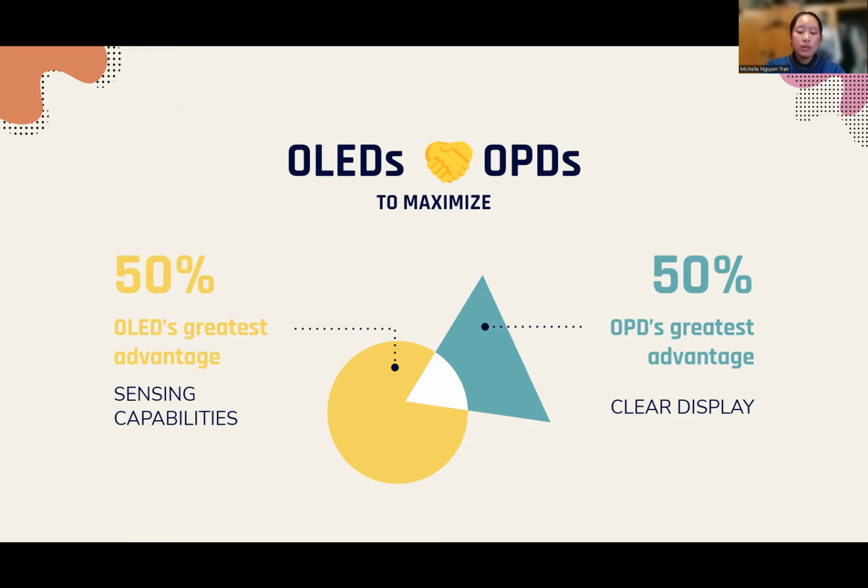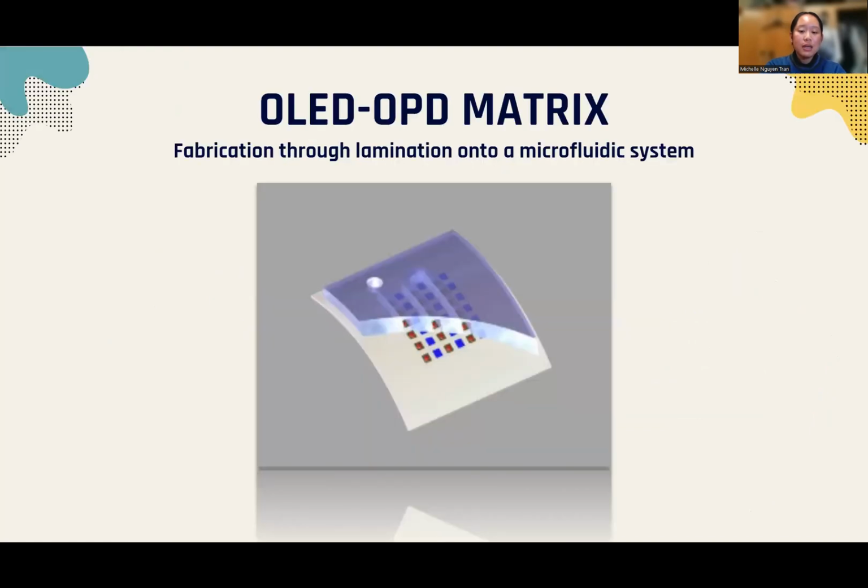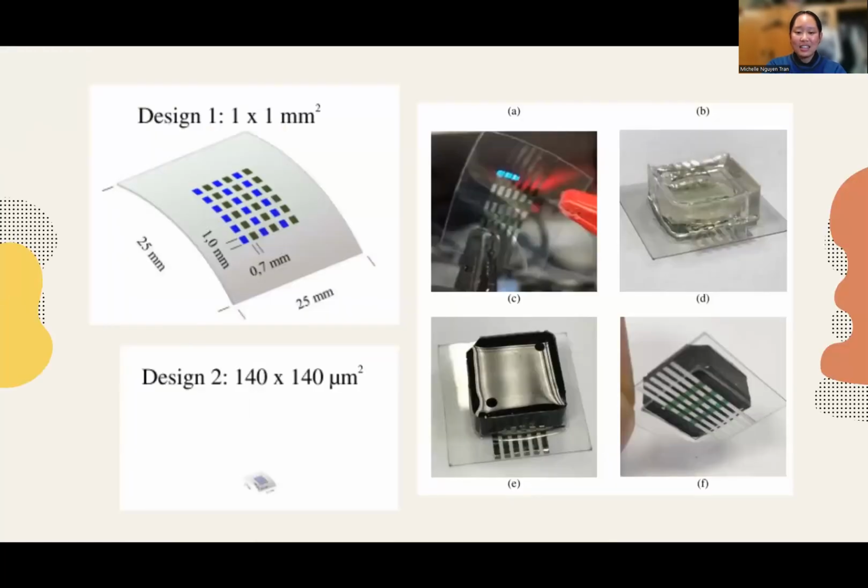To create the OLED OPD matrix on a single flexible plastic substrate, a 6x6 matrix of alternating blue OLEDs and red OPDs were studied, meaning 18 of each were used. You can see this on the screen now.